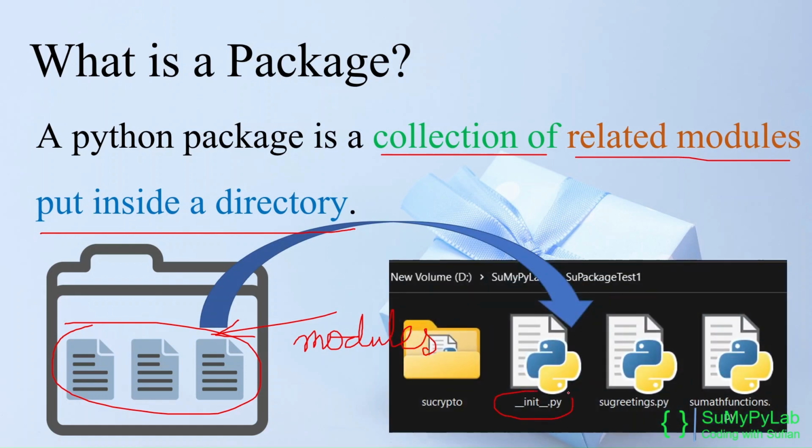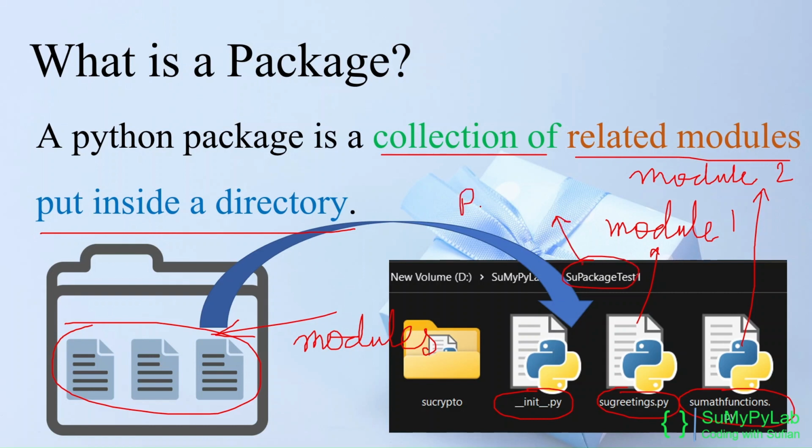It has 3 .py files, __init__.py, SuGreetings.py and SuMathFunctions.py. Here, we have two modules, SuGreetings.py and SuMathFunctions.py. The __init__.py is used for identifying the directory as a package. In this example directory structure, the name of the package is SuPackageTest1.